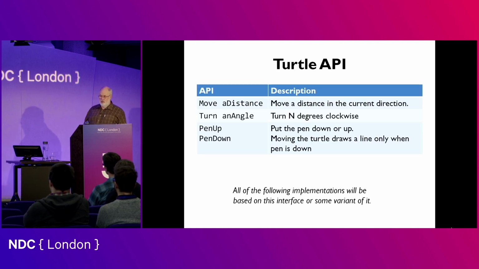You can move a distance, you can turn an angle, and you can put the pen up and pen down, and if the pen is up, it won't draw a line. If the pen is down, it will draw a line. So that is a really simple API, and let's see how many ways we can make this really complicated, okay? We're going to make it as complicated as possible. By the end, it's going to be so complicated.